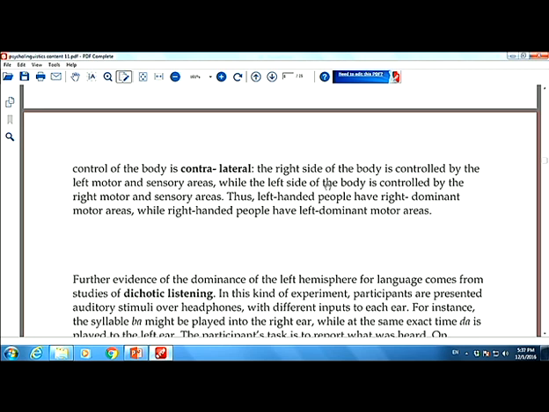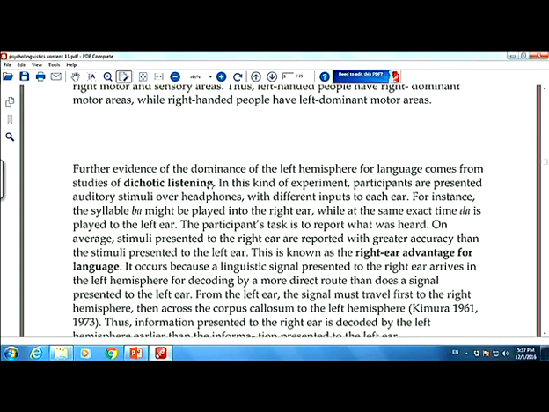Dichotic listening. What is a dichotic listening experiment? So you should know that. Just read. You should understand what is meant by dichotic listening.